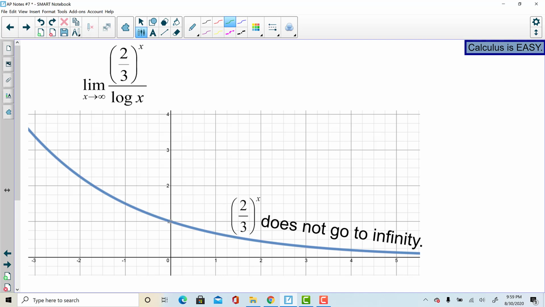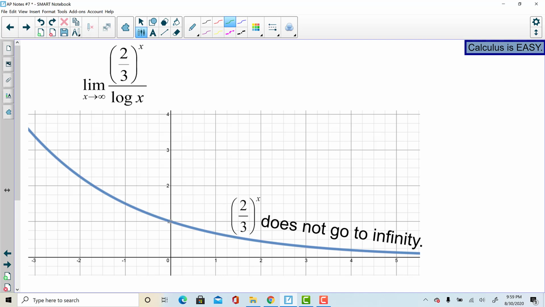Okay, our last one is a little bit tricky because we said that exponential functions are much stronger than log functions. However, if you look at the inside of that exponential function, it's a 2/3 raised to the power of x, which is actually a decreasing function, so it does not even go to infinity. So anytime the number inside is between 0 and 1, you end up with an exponential function that's actually decreasing.